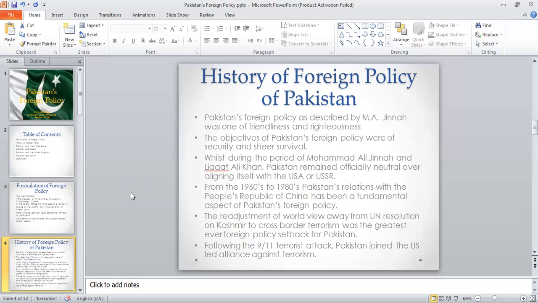Barely after its creation, Pakistan had to fight a war over Kashmir. India also refused to divulge assets and military arms. Moreover, the Cold War was underway. Whilst during the period of Muhammad Ali Jinnah and Liaquat Ali Khan, Pakistan remained officially neutral over aligning itself with the USA or USSR, under Governor General Ghulam Muhammad, Pakistan established soldierly association with the West, joining CENTO and SEATO.